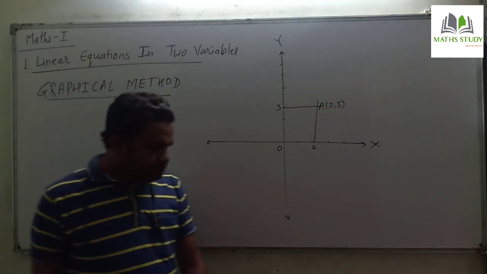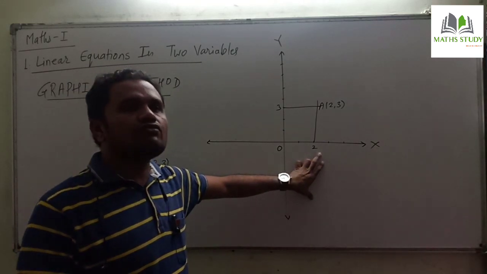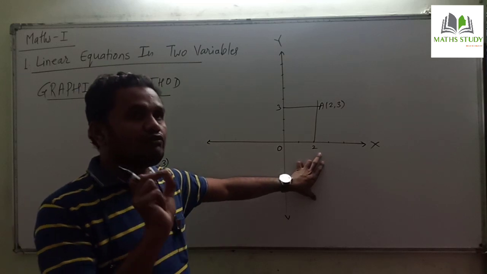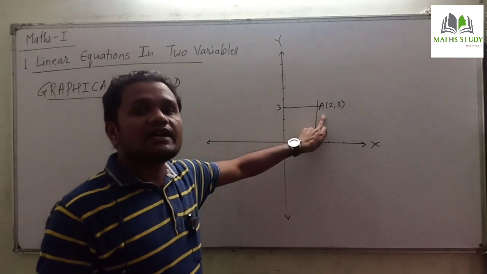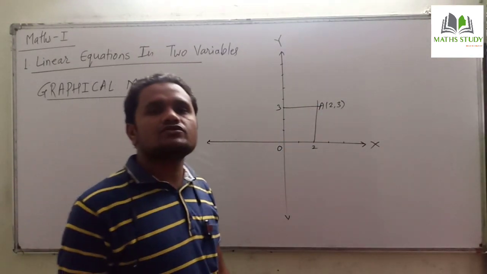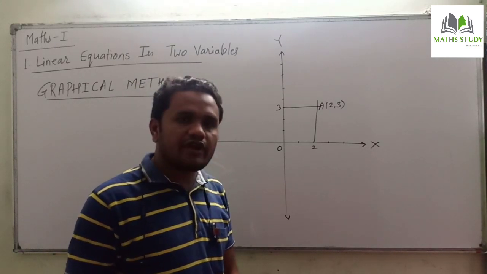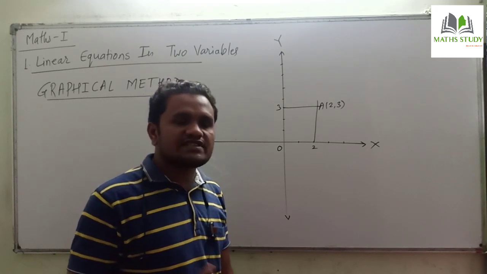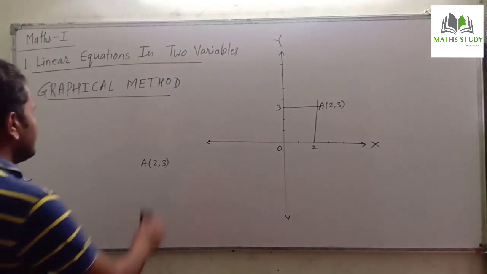Now, this is the basic of how we draw a point. I am using the word draw here, but we should use the word plot: how to plot a point in the Cartesian coordinate system. This is the method. Now, when we have to draw a line, first of all we have to find the points. At least three points are required. Let us take an example.